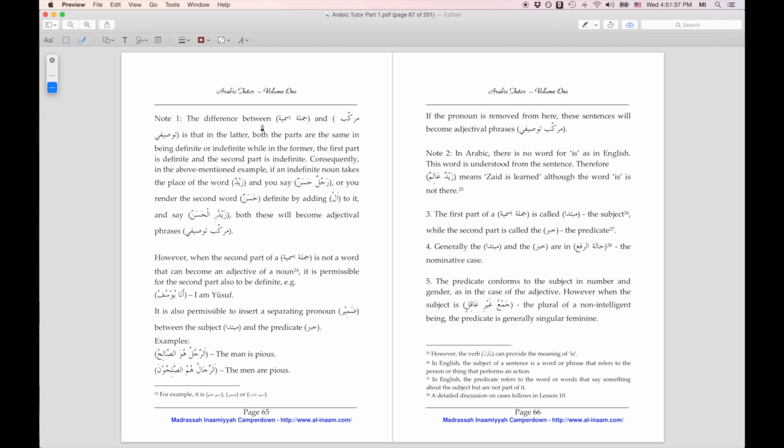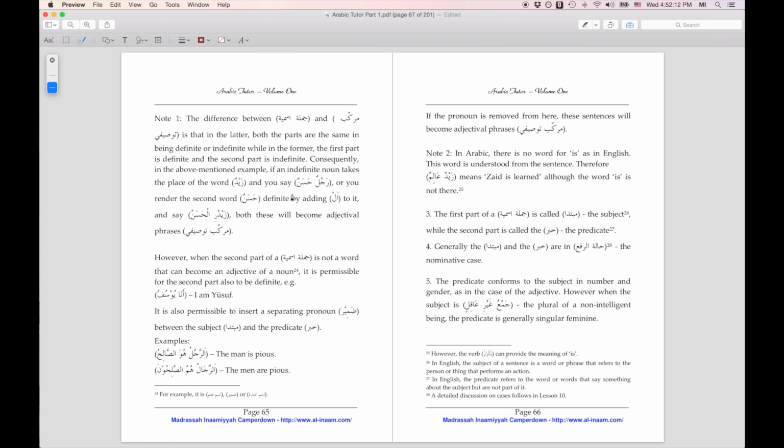Note one: the difference between Jumlatul Ismiya and Murakkab Tawsifi is that in the latter, meaning in Murakkab Tawsifi, both parts are the same in being definite or indefinite. The difference is that in Jumlatul Ismiya, the second part is indefinite, meaning Zaidun Hasanun, the Hasanun part is indefinite. Whereas in Murakkab Tawsifi, the adjective phrase, both of them have to match.